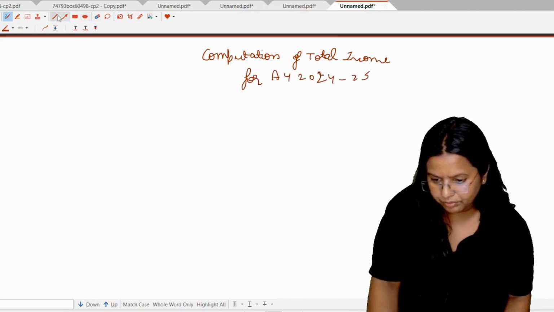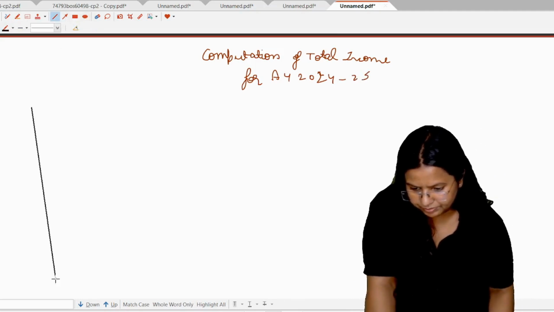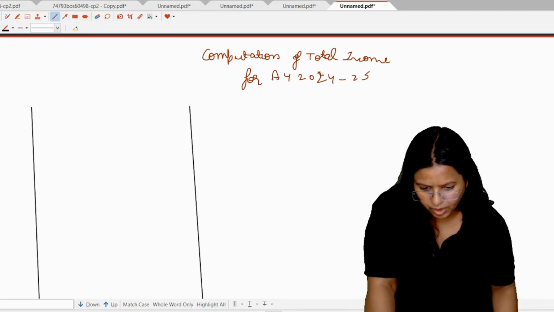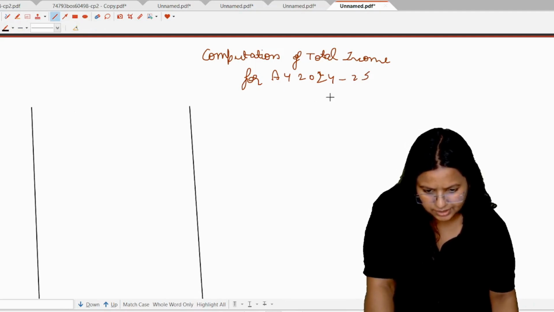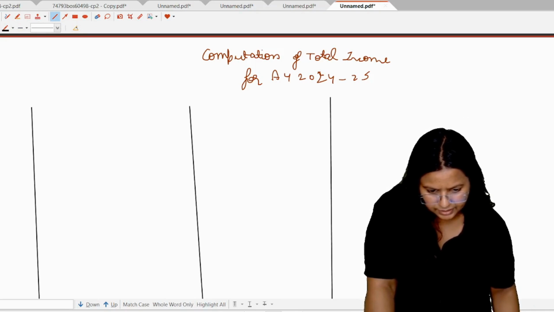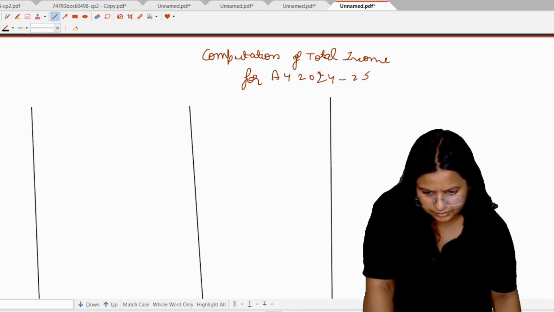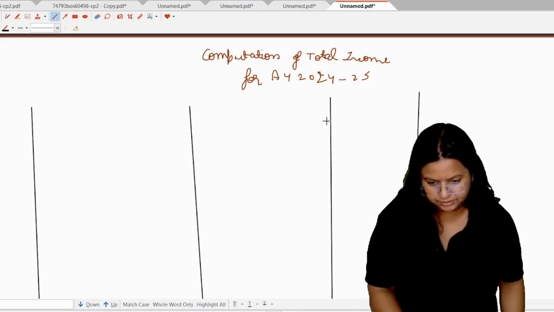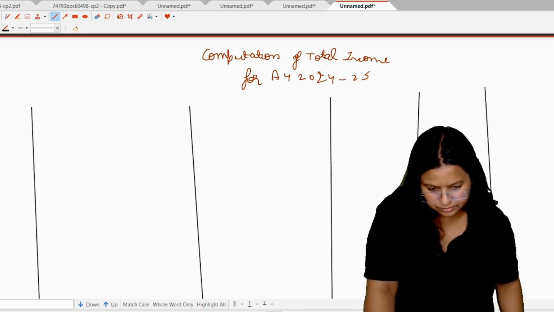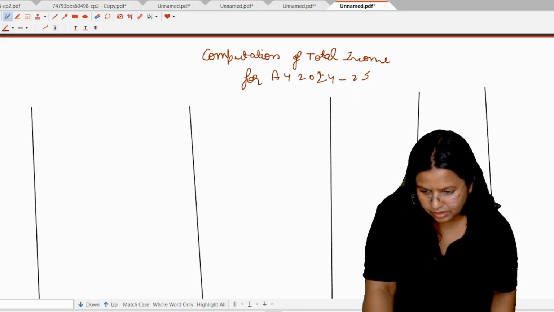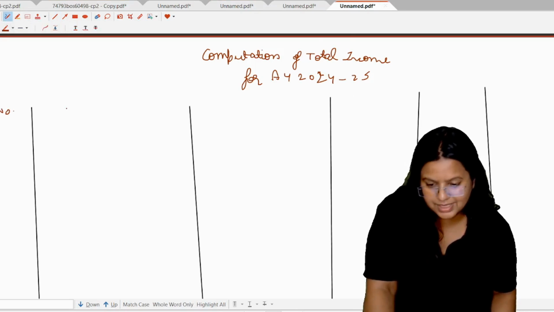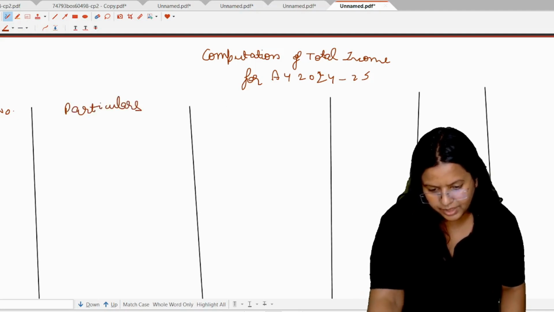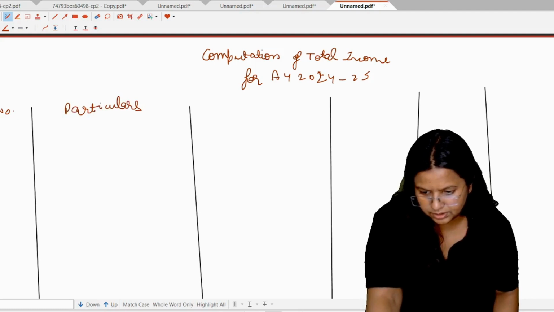Now what do you have to do? Just name these points: serial number, particulars, then the 3 conditions: first, second and third. The first column is about the serial number, the second is about the particulars.